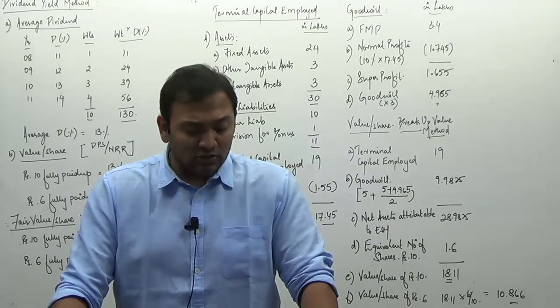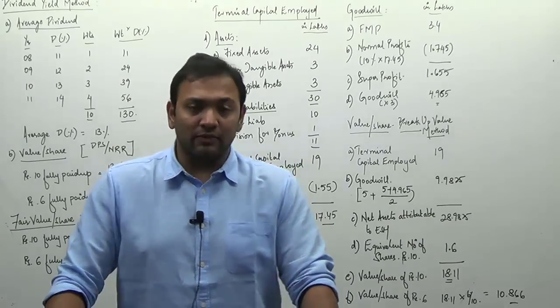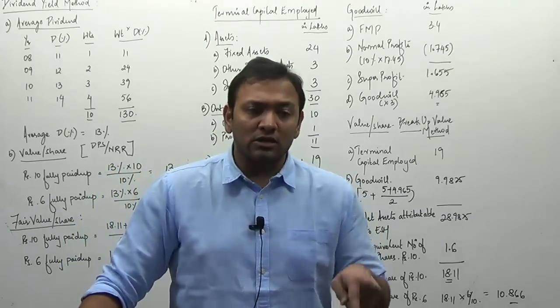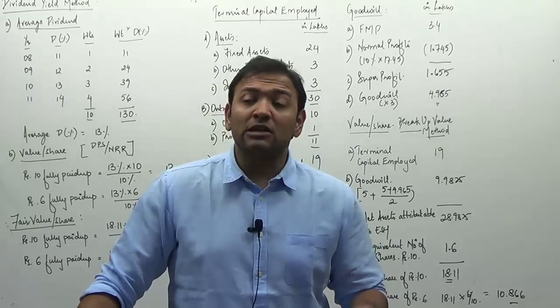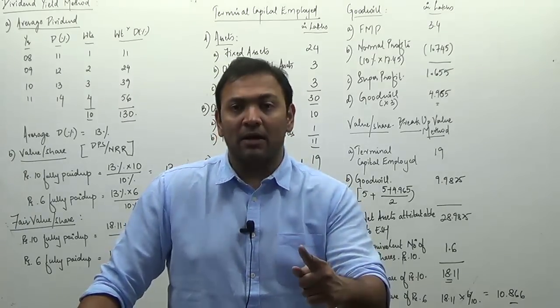Understand guys, there is a 40,000 rupees loss on furniture. Furniture is a fixed asset. Fixed assets are not normally held for sale. So whenever I am getting a loss on sale of such a fixed asset, it is a non-recurring item. So such a non-recurring loss should be added back.